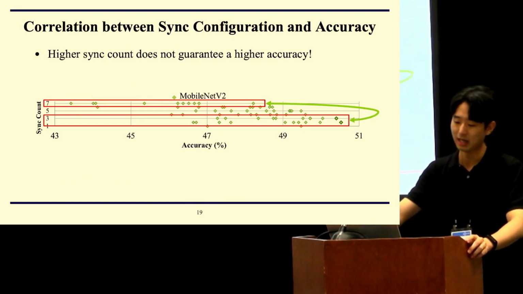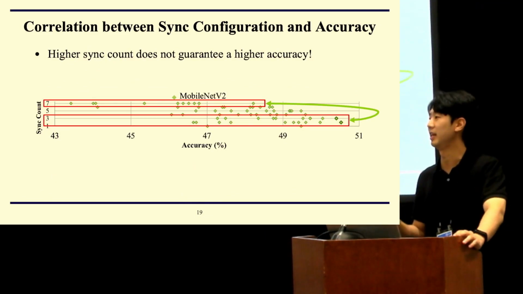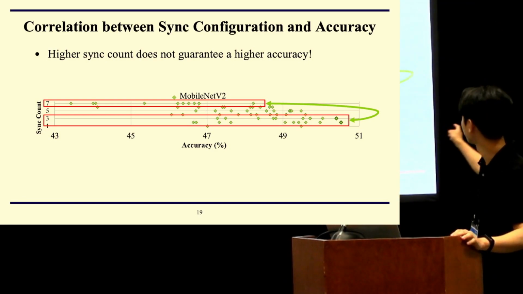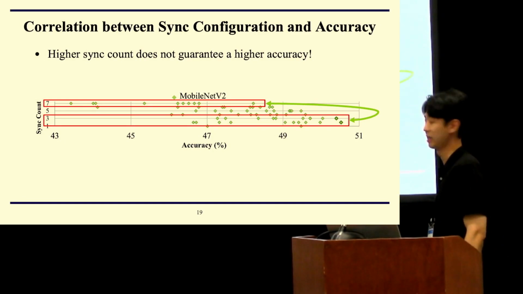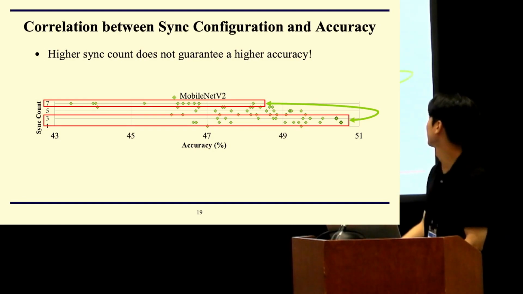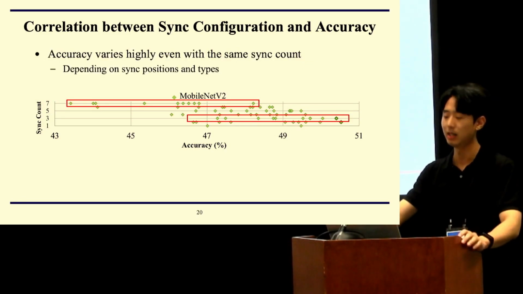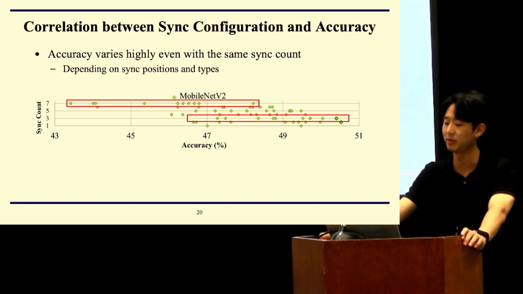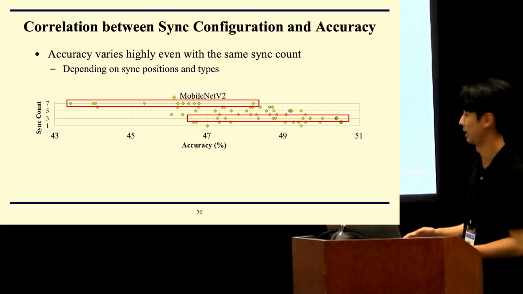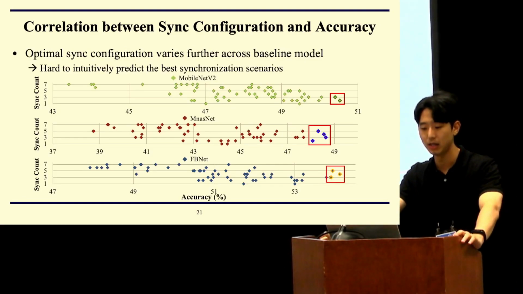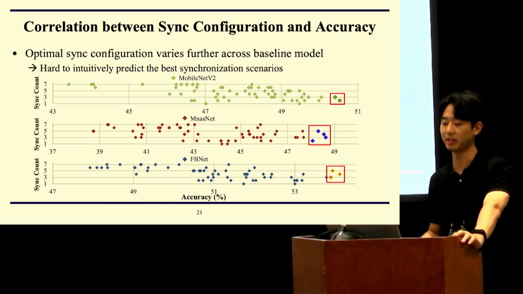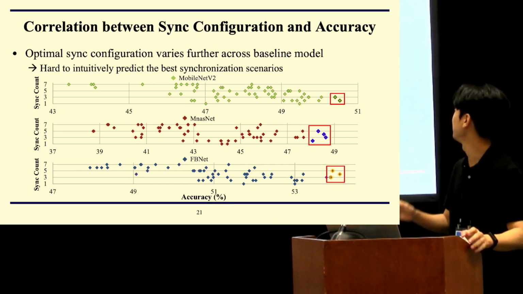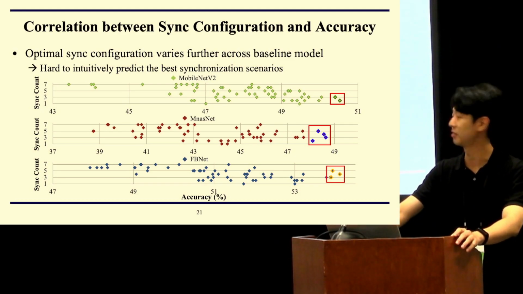So first, higher sync count does not always guarantee a higher accuracy. In the randomly sampled MobileNet V2, you can see that the most accurate configuration has a sync count of 1 to 3, not the maximum sync count of 7. And secondly, accuracy varies highly even with the same sync count, depending on the sync position and types. And lastly, the optimal sync strategy varies further across the baseline models. Therefore, it is hard to intuitively predict the best synchronization scenarios.